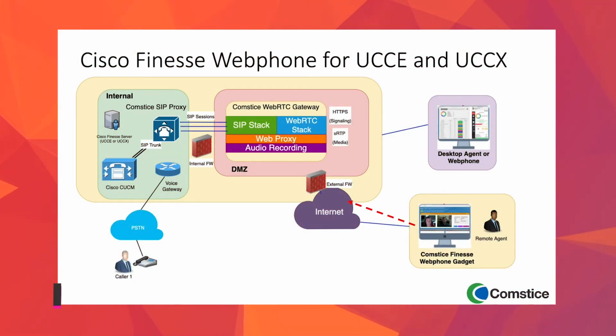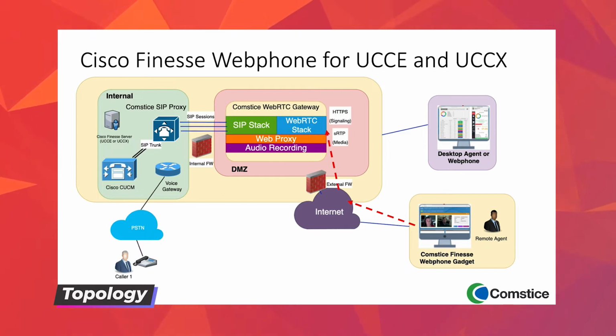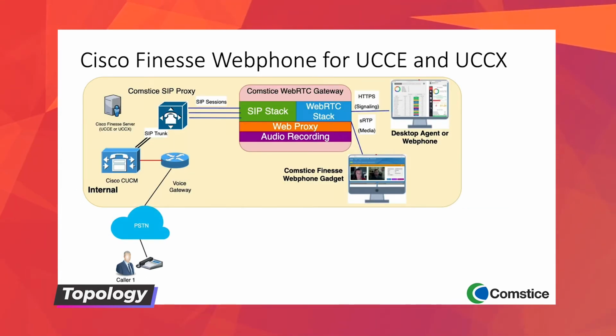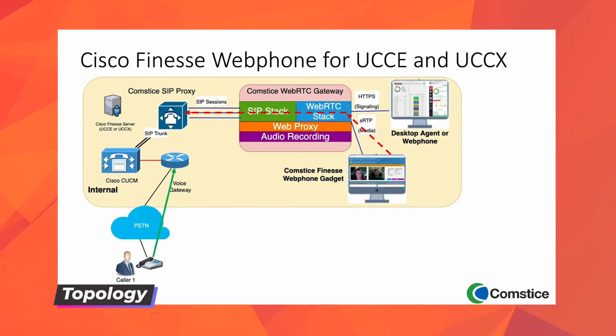Let's talk a little bit about the topology and the audio recording. Comstice Webphone is basically a SIP phone on the browser without installing anything on the PC or the browser. The browser app registers itself as a WebRTC phone to Comstice WebRTC Gateway. This server converts WebRTC session into SIP session. Those SIP sessions are registered to Comstice SIP Proxy as SIP phones. Comstice SIP Proxy is integrated with Cisco Call Manager using a SIP trunk. Cisco Call Manager will just forward the customer calls to this SIP trunk.